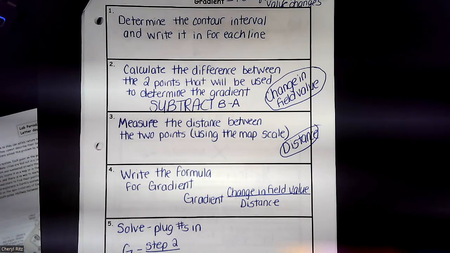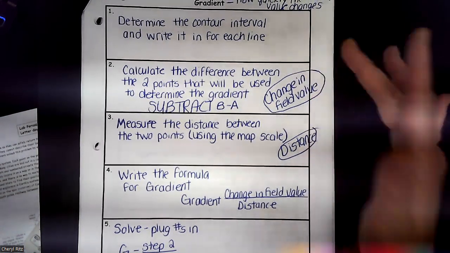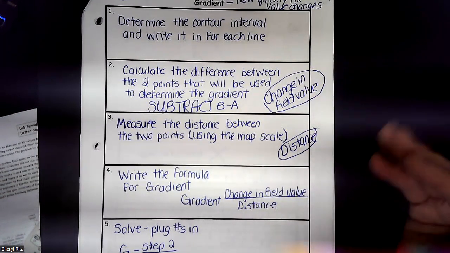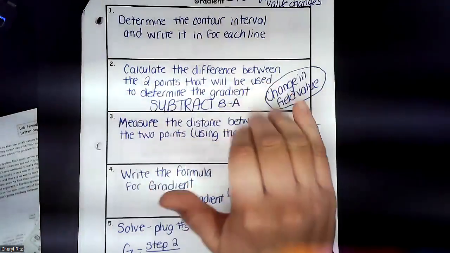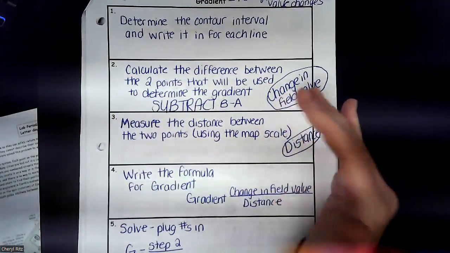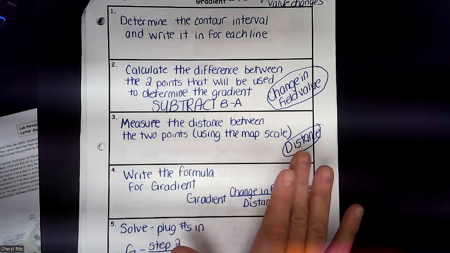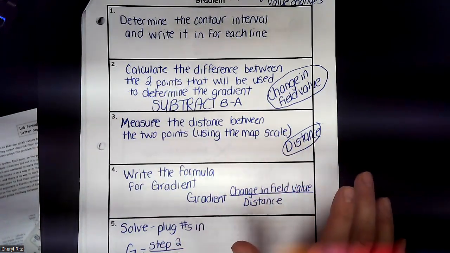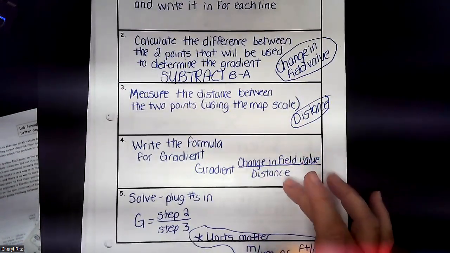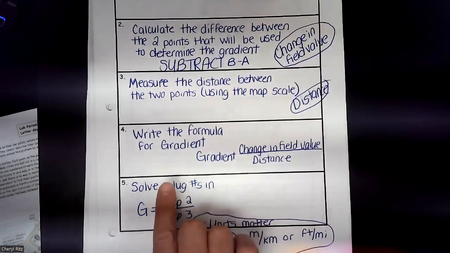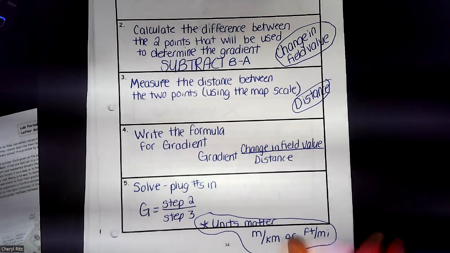So to figure out each one of those, the change in field value and the distance, you do have to start by determining the contour interval, making sure you know what it is for every single line as you go up. Then you calculate the change in field value by subtracting. Then you use the distance. So you use the map scale to find the distance, and then you just plug those numbers into the formula, change in field value divided by distance. So really we're doing step 2 divided by step 3, and your units do matter.